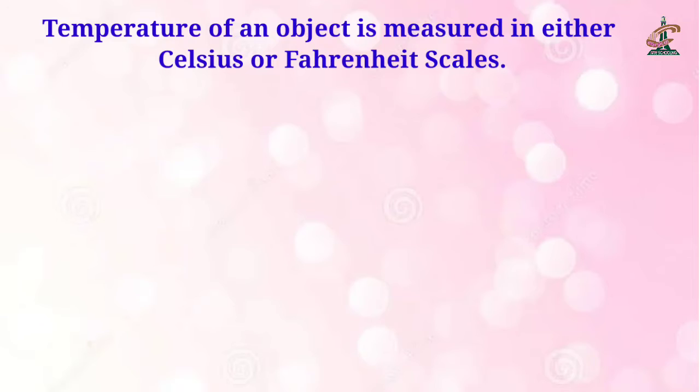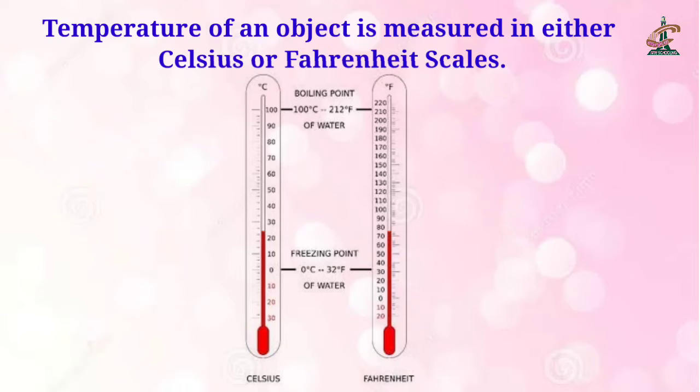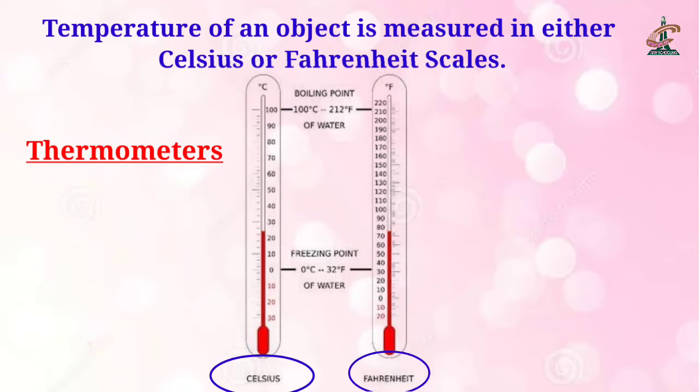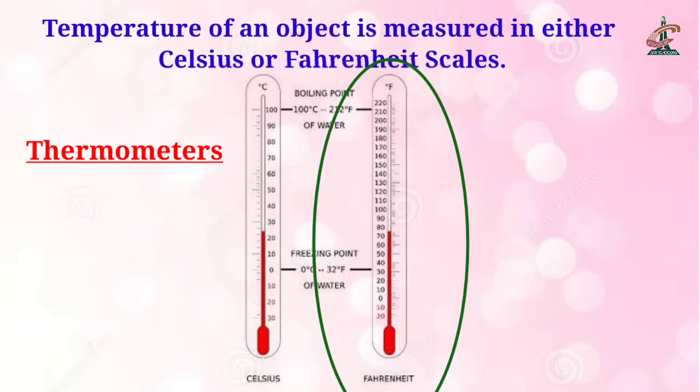Second point is, the temperature of an object is measured in either Celsius or Fahrenheit scales. Beta, we have different types of thermometers, okay? Thermometers are always associated either with the Celsius scale or with the Fahrenheit scale. For example, if you have a fever, the doctor measures your temperature with a thermometer, and that thermometer is associated with the Fahrenheit scale.